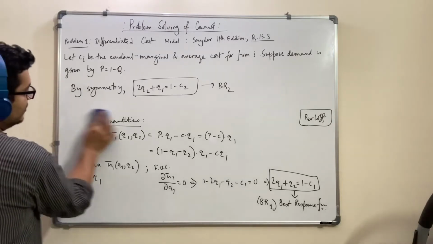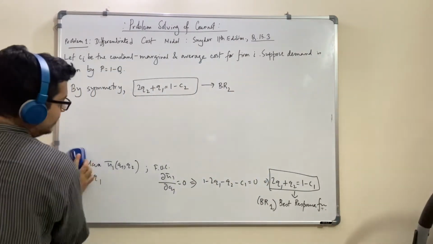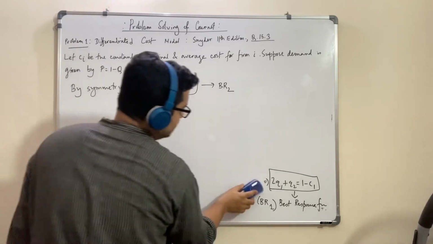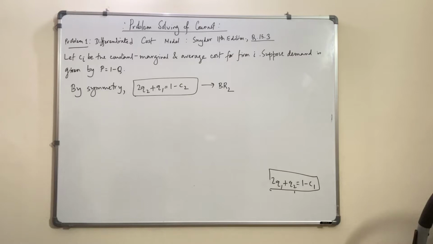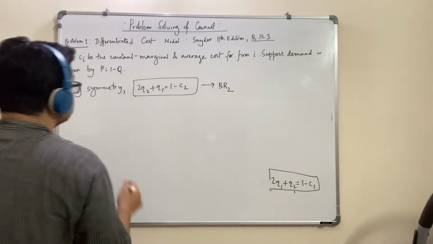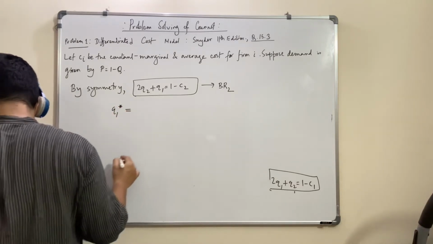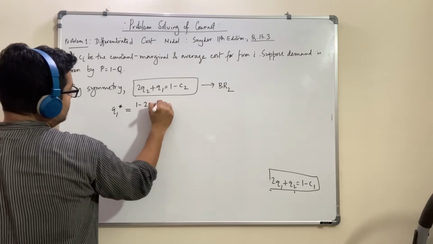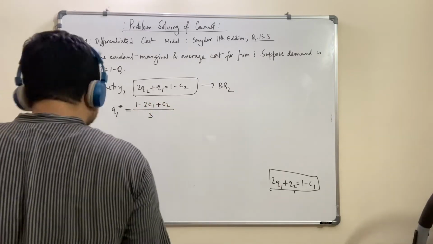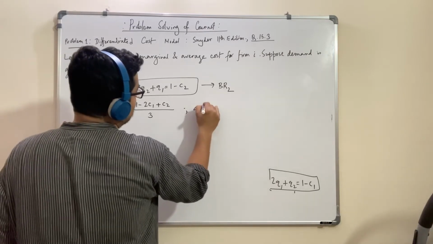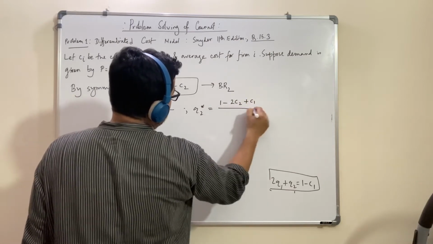Okay. So the rest of it is pretty easy. Cournot equilibrium is the intersection point. So we'll find the intersection of these two. And if we do that, we'll see that q1 star is equal to (1 minus 2c1 plus c2) by 3. And again, by symmetry, q2 star will be (1 minus 2c2 plus c1) by 3.